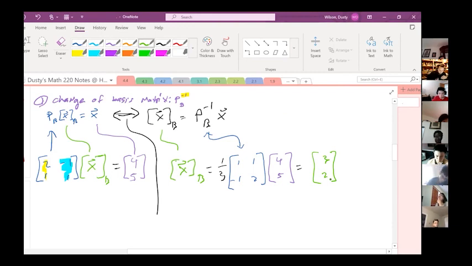Should it be negative? Should what be negative? Inverse. I don't think so. I think my inverse is okay. Yeah, I think my inverse is okay because I swapped the A's and the B's.